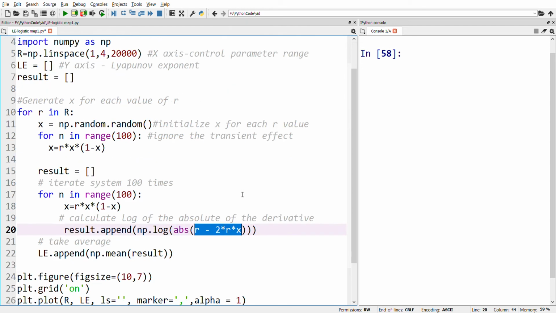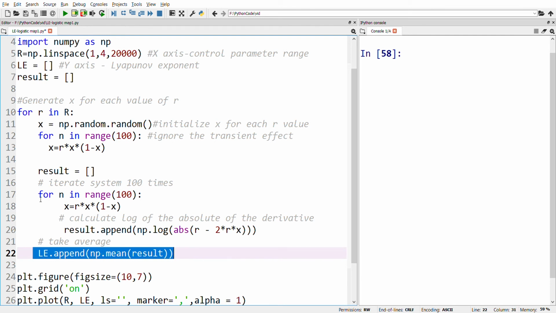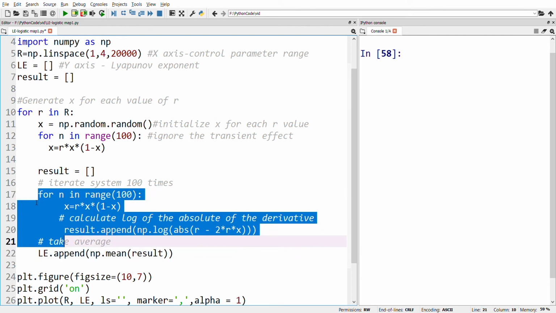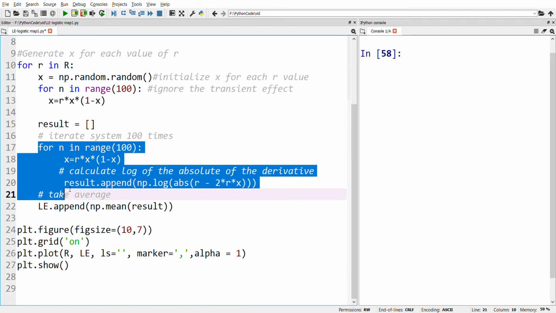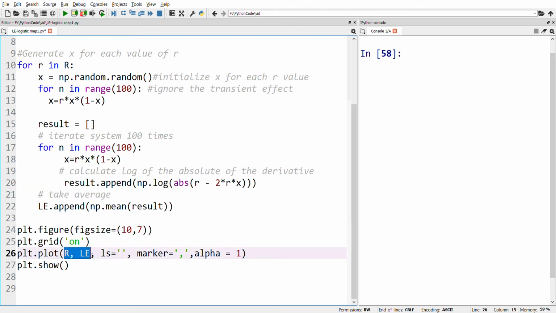Next, we find the absolute value of the first derivative. And finally, we find the logarithmic value of the absolute value. All these values are appended in result. Finally, the mean value is calculated over 100 such values. This is repeated for each value of R. Finally, we plot R versus LE.